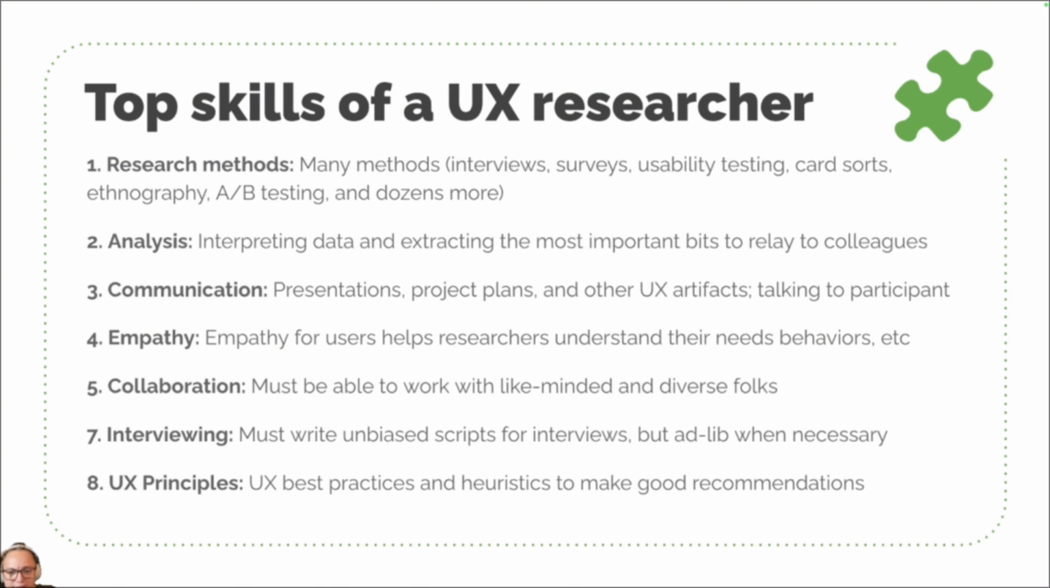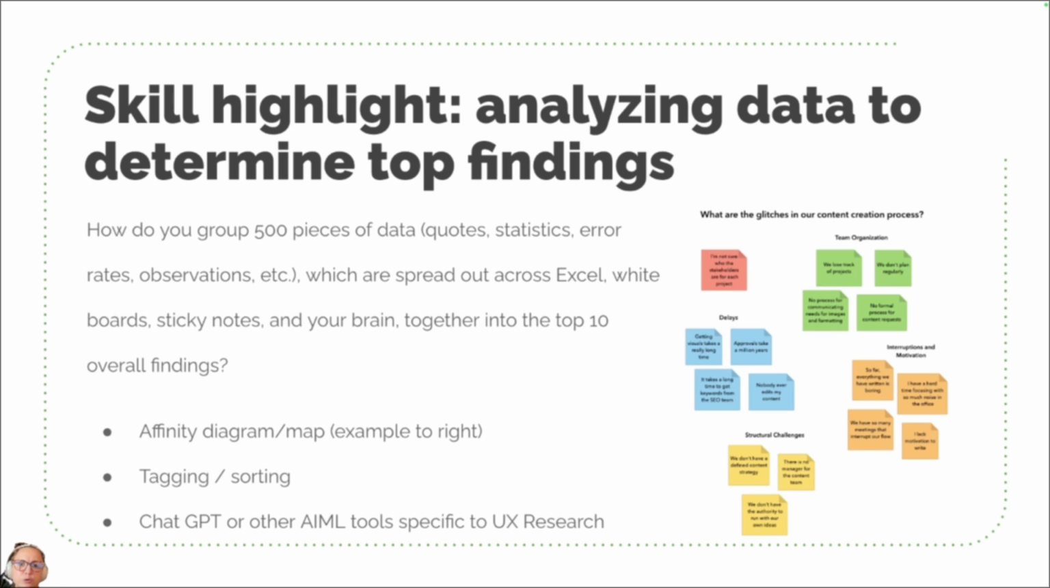So imagine that you've got 500 pieces of data from quotes to stats, error rates, little observations, and they're all scattered across Excel sheets, whiteboards, sticky notes, and even just rattling around in your own head. These 500 pieces of data just came from the study that you just completed as a UX researcher. Your challenge is, how do you actually make sense of all that and distill it down into the top 10 findings that matter most? This is where techniques like affinity diagramming, tagging and sorting data, or even using AI and machine learning like ChatGPT for UX research can really help.